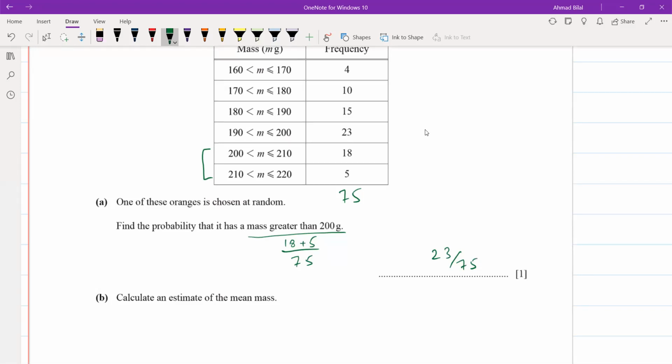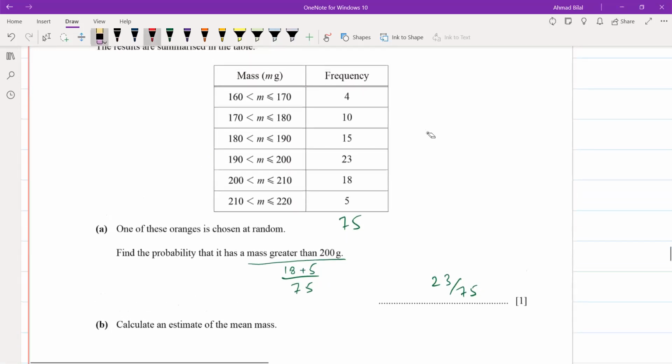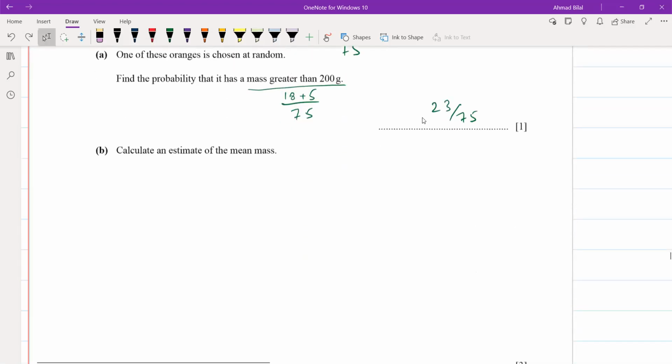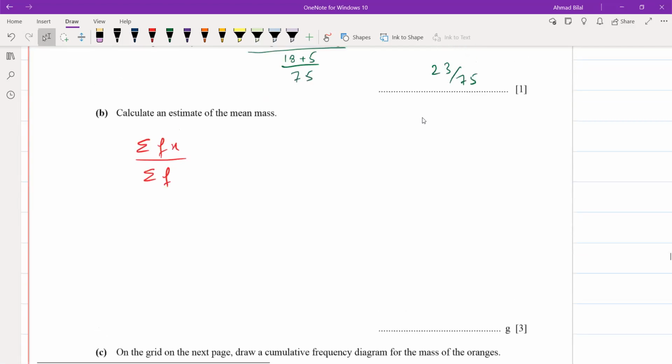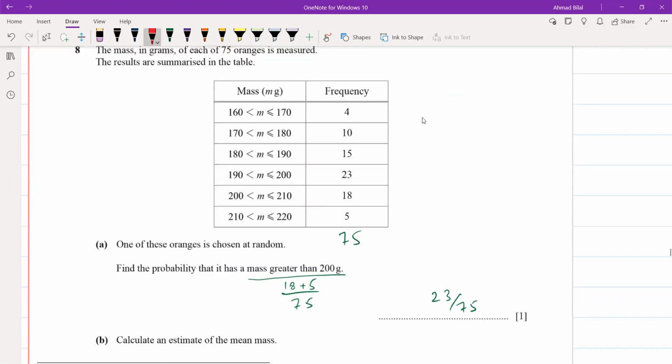It says calculate an estimate of the mean mass. Now remember, how do we calculate the mean? हम इस तरह के intervals के अंदर we first have to find the midpoint. Midpoint find कर लेते हैं, जिसको हम x कहते होते हैं अक्सर. So remember, group data के अंदर हमारे mean का formula क्या होता था? It's the formula for mean is basically sigma fx divided by sigma f. ठीक है? Sigma f तो हमारे पास है. This is sigma f. That's the sum of all frequencies. That's 75. What about fx?